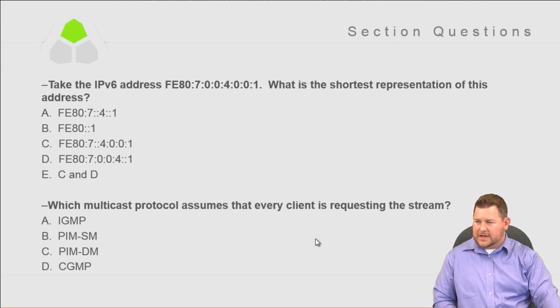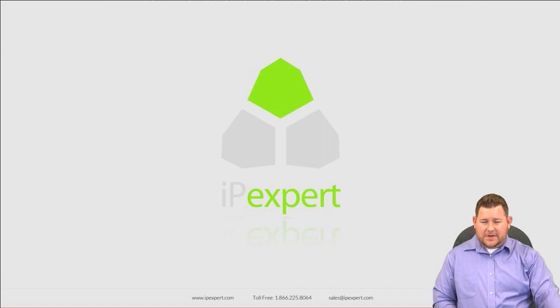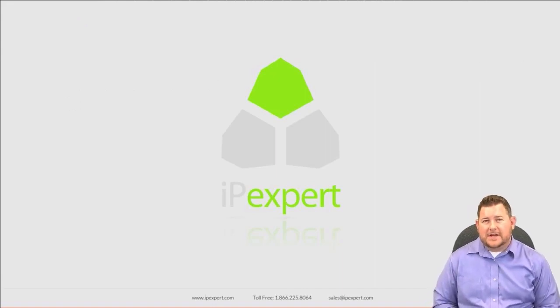Good deal. Everybody picked C on that one, it looks like. That is correct. PIM dense mode assumes that every client is requesting it because it sends it to everyone without precedence. All right, last question here for the section. UCS C-Series servers are blade servers that are located in the chassis and connected to a SAN. True or false? Cool. We just talked about that one, so glad everybody got that one right. Okay, so that concludes the questions and also this section, the infrastructure section.